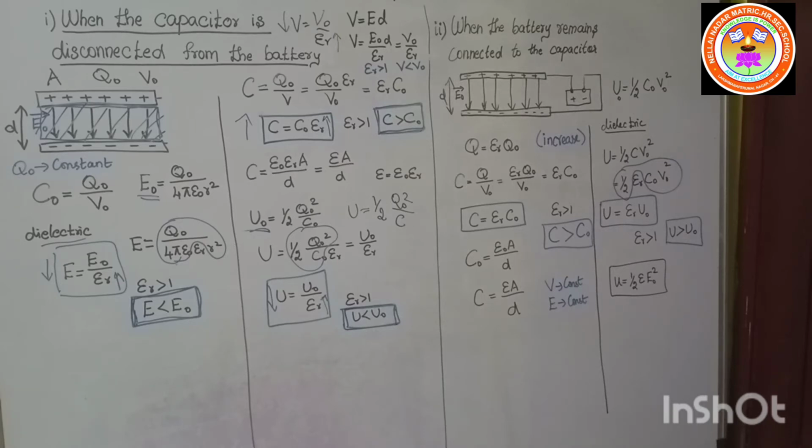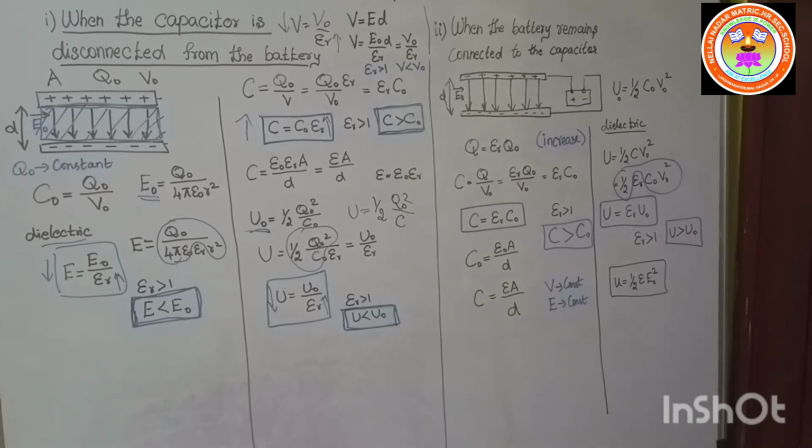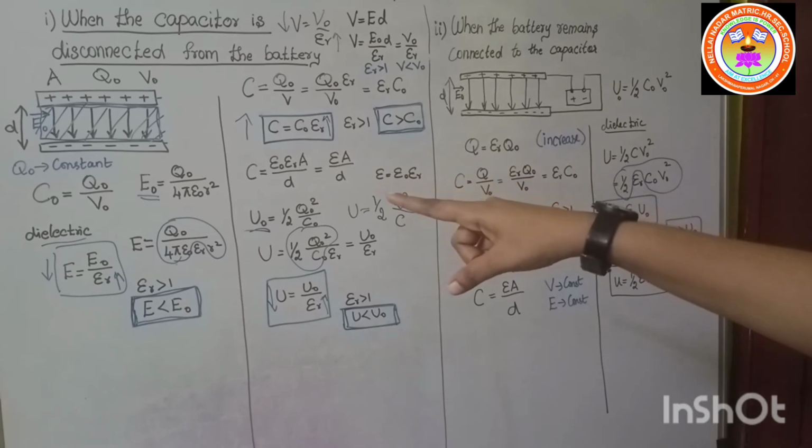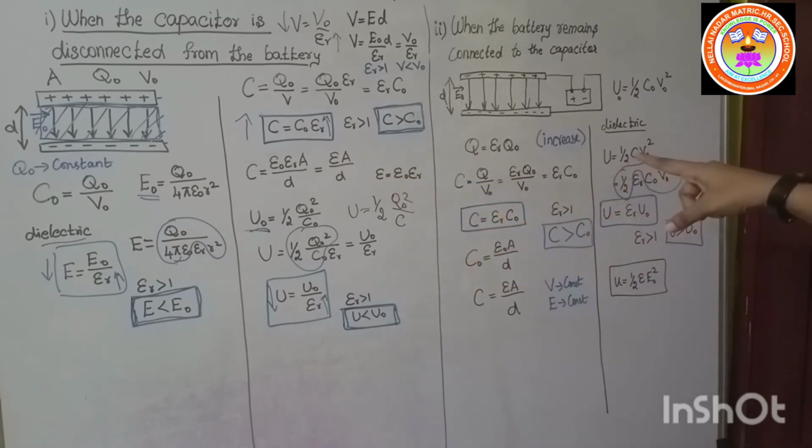At that time also, the potential value will be constant. So when the potential is constant, the electric field is also constant. But when the dielectric slab is introduced, the charge value will increase to epsilon r times the initial value. So Q is equal to epsilon r Q naught, where Q naught is constant. But the Q value increases. That is the first point.